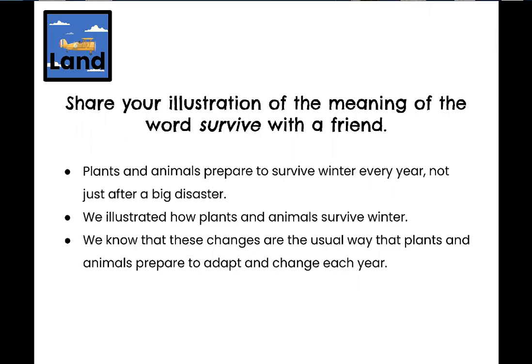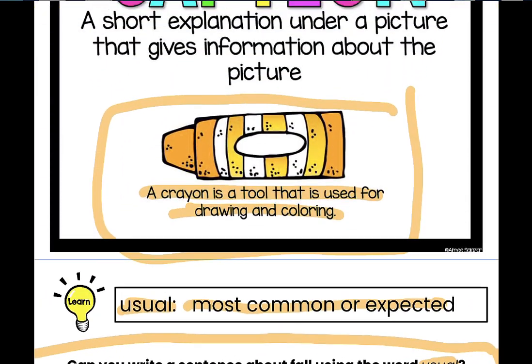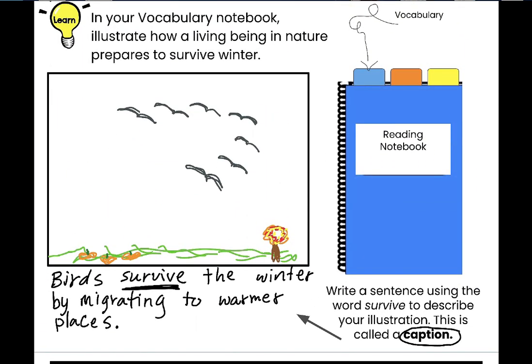Again, your tasks for this deep dive, you had a few here. Number 1, illustrate, draw a picture of a living being in nature preparing to survive winter. That was your first task, but then you also needed to add a caption. So make sure you have a caption or a description of the picture underneath your illustration.